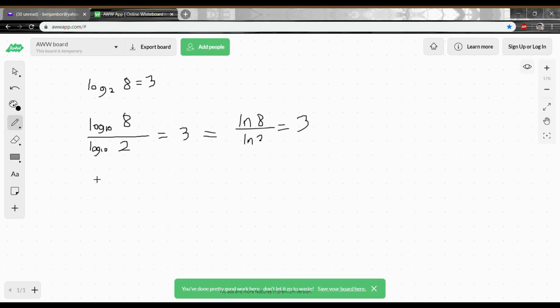The homework for this section is going to be even problems through 48.